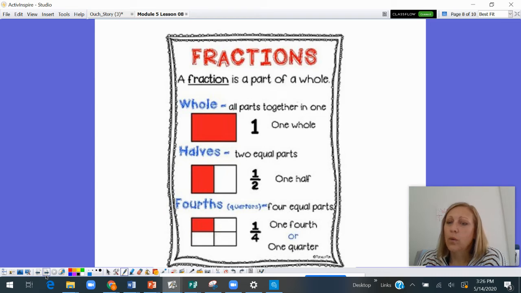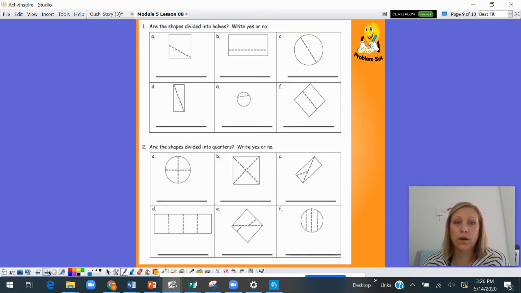Just to review, we're talking about fractions. A fraction is a part of a whole. Whole: all of the parts together in one. That's one whole. The halves are 2 equal parts. It looks like 1/2 of something. Fourths or quarters are 4 equal parts. So let's go ahead and go into what we're going to do today.